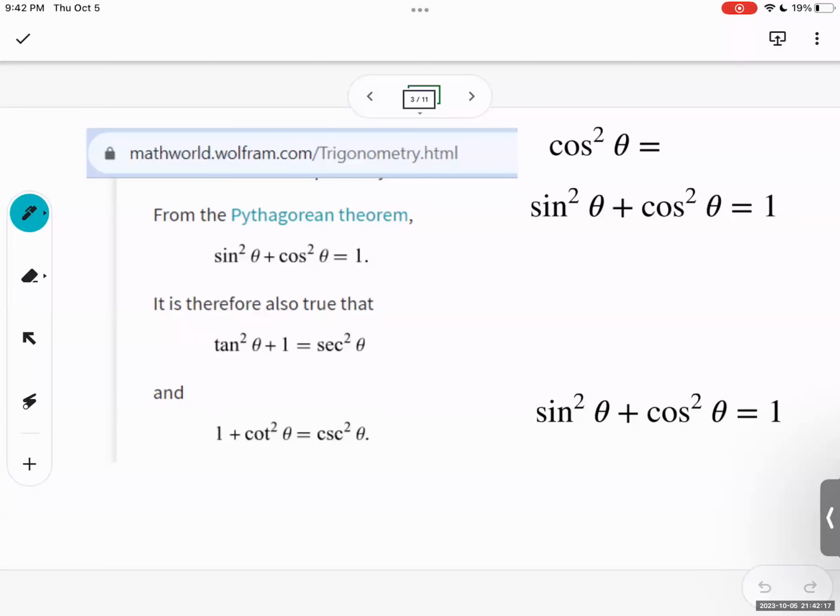So when we write cosine squared theta, what we're saying is take the cosine of theta, find that value, if it's an angle of a right triangle, find the length of the adjacent side divided by the length of the hypotenuse, and then square that value. So when we say cosine squared theta, we mean cosine theta, that value squared.